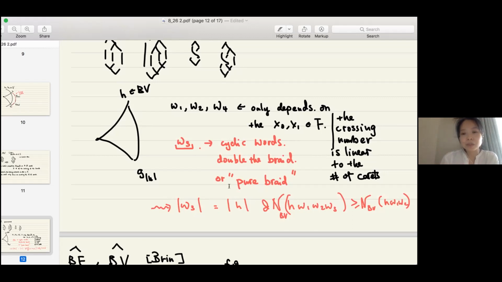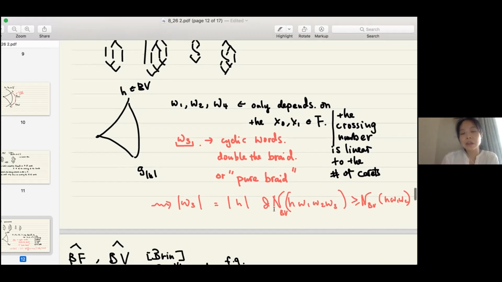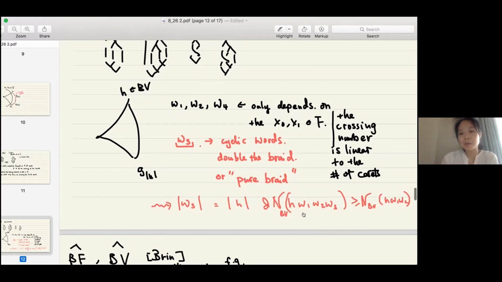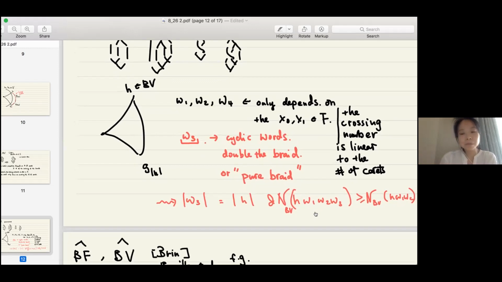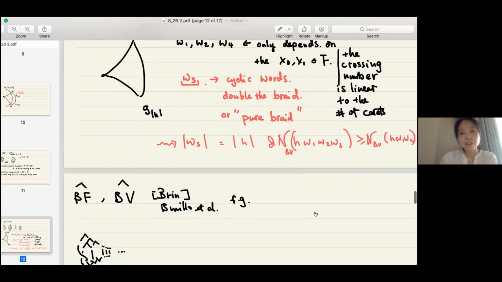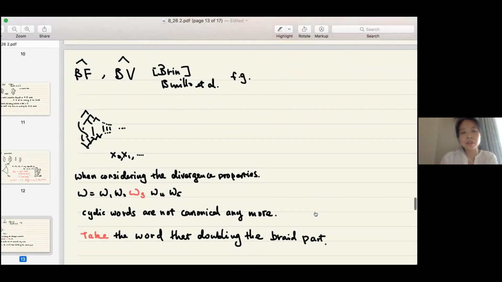So by doubling the braid or making it a pure braid, we could keep the word length the same as the original one. And we could also change the number of carets so that it's not going to be reduced here. So this is the difference in dealing with the braided version.